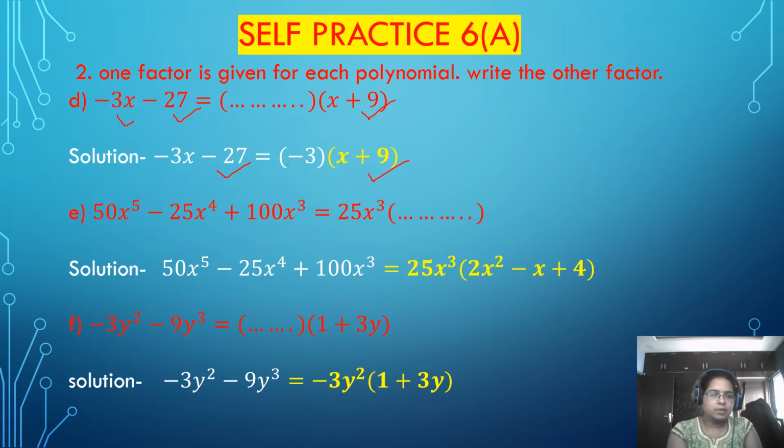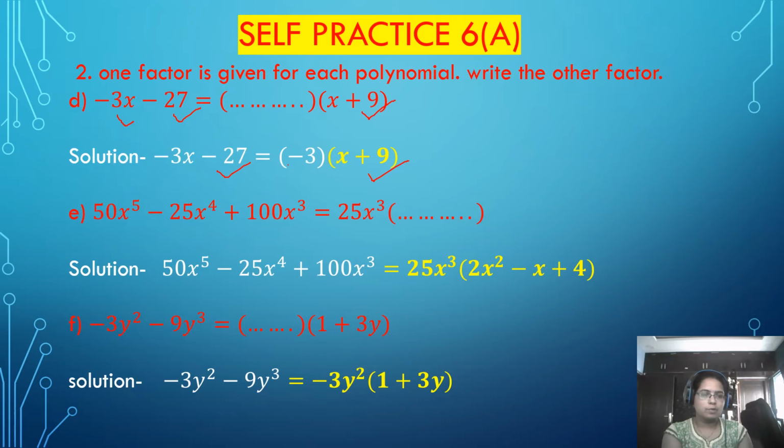E. 50x to the power 5 minus 25x to the power 4 plus 100x cube. In this expression, x cube is the common factor. So x cube multiplied with x square is x to the power 5, as x to the power 3 plus 2 is x to the power 5. 3 plus 2 is 5. So x to the power 3 multiplied with x square is x to the power 5.